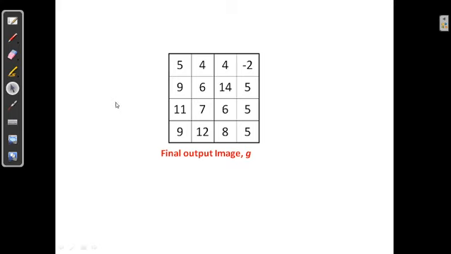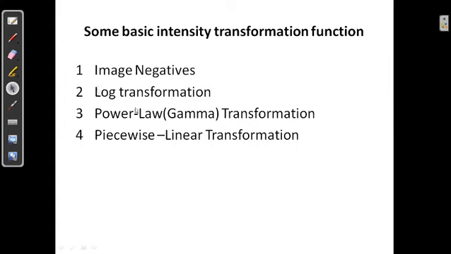Okay. Next will be considering the different forms of intensity transformation function. Within basic intensity transformation functions, there are 4 types: image negatives, log transformation, power law transformation, and piecewise linear transformation. I'll be looking at this in the next class. Okay, so I'll be ending the session here.